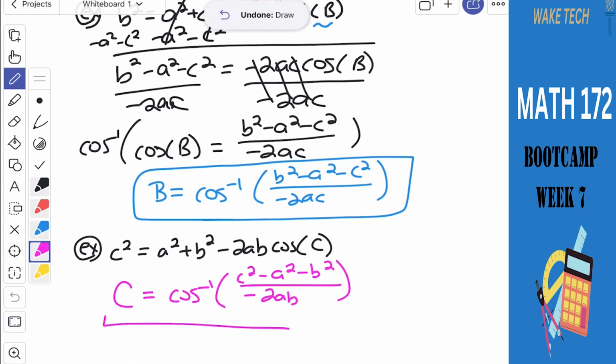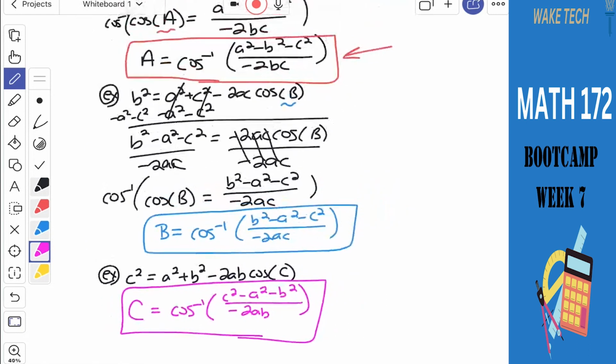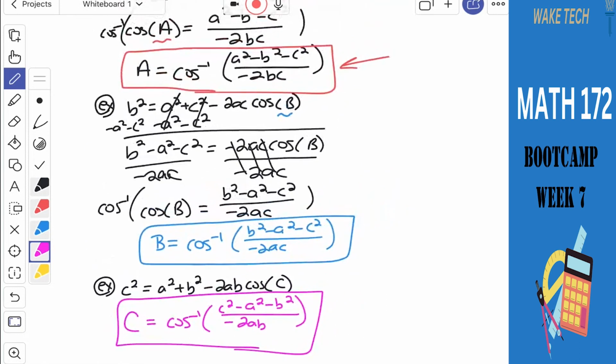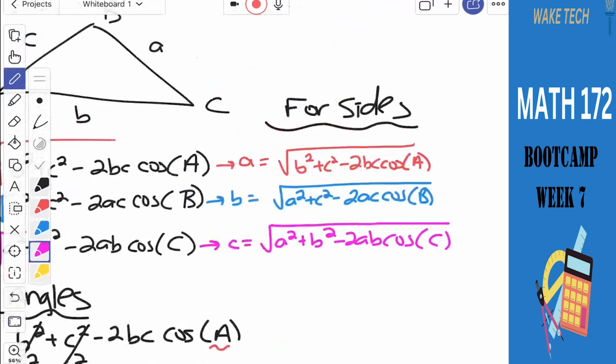You don't necessarily have to spend the time to solve that one. It works out the same way the earlier two did. But the three equations we have here in the colored boxes, red, blue, and then pink, those are the equations you would use to find missing angles, either angle A or angle B or angle C. And the ones we wrote up here, no boxes around them, but the colored versions of the equations would tell us either side A or side B or side C.